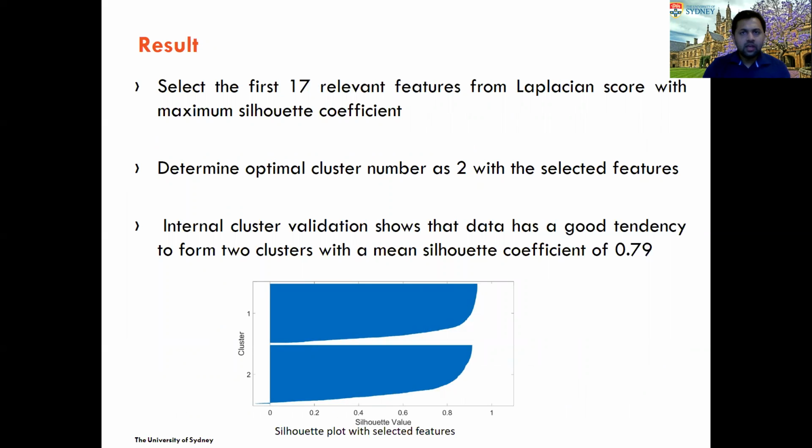In the next phase, we select the first 17 relevant features from Laplacian score, which gives the maximum Cistulli coefficient. The performance of the internal cluster validation showed that the data has a good tendency to form clusters with an optimal cluster number of 2 and a mean Cistulli coefficient of 0.79. The figure shows an example of Cistulli plot with the selected features.